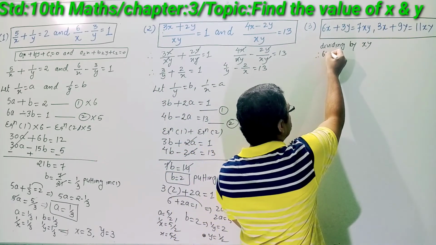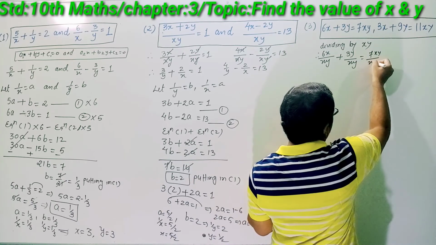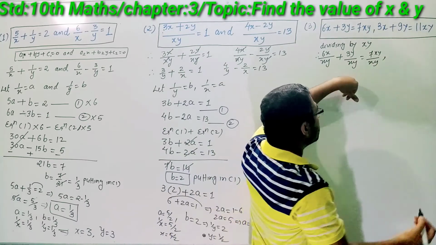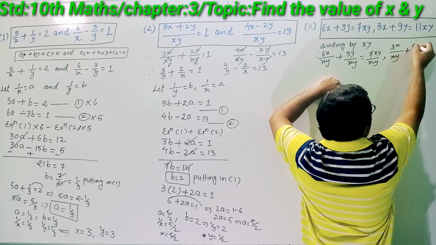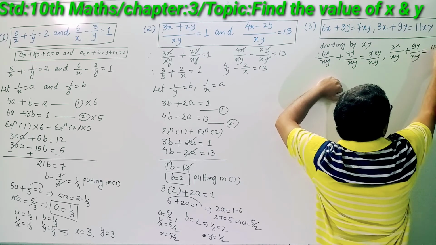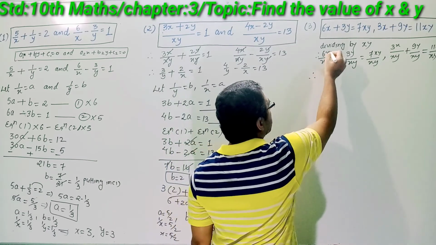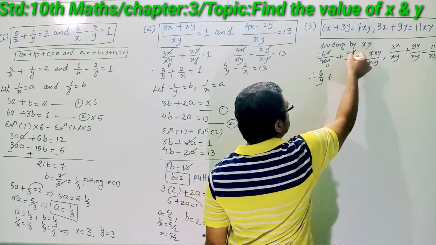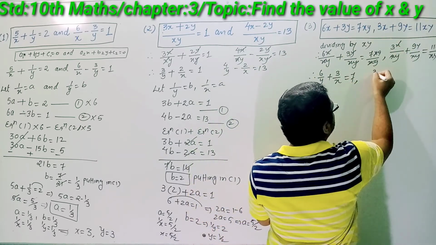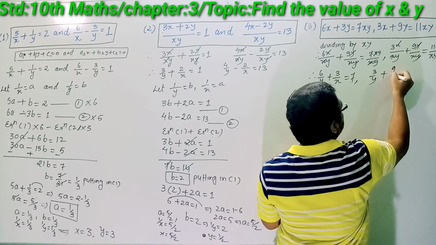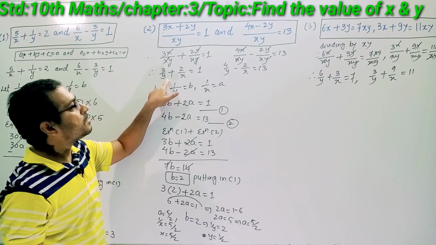So what are we getting? 6x by xy plus 3y upon xy is equal to 7xy upon xy. Similarly for the next equation, 3x plus 9y is equal to 11xy. So 3x divided by xy, 9y divided by xy is equal to 11xy divided by xy. Okay, now we can simplify these things. x will be cancelled. 6 by y plus 3 by x is equal to 7, and 3 by y plus 9 by x is equal to 11.